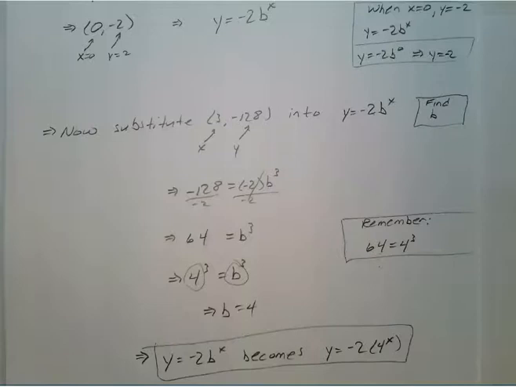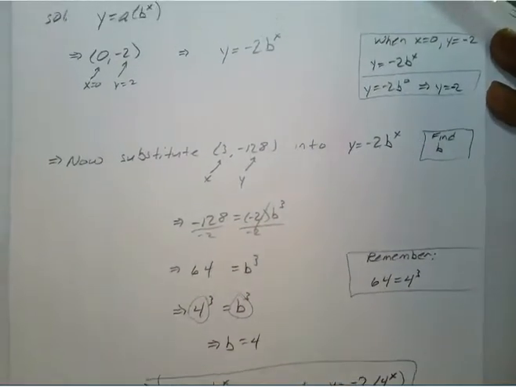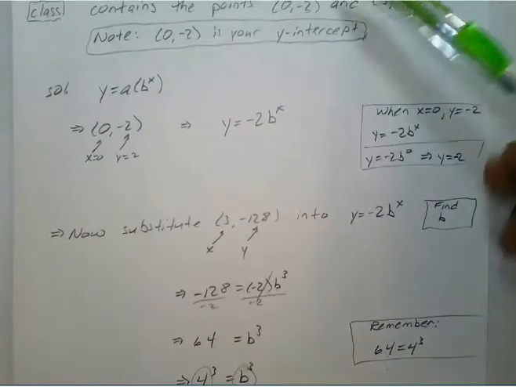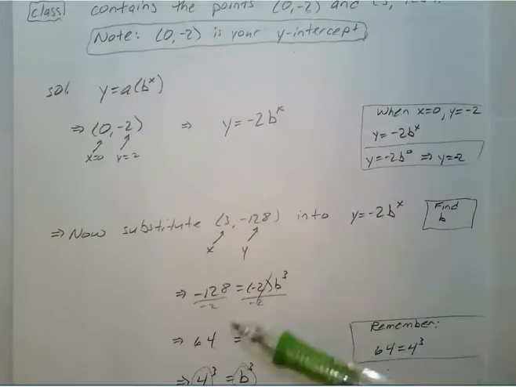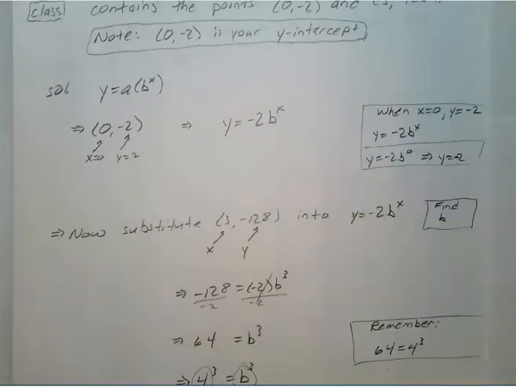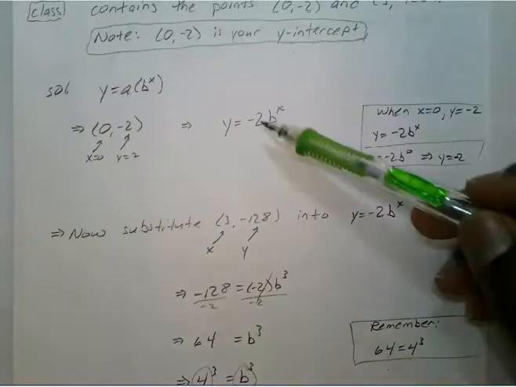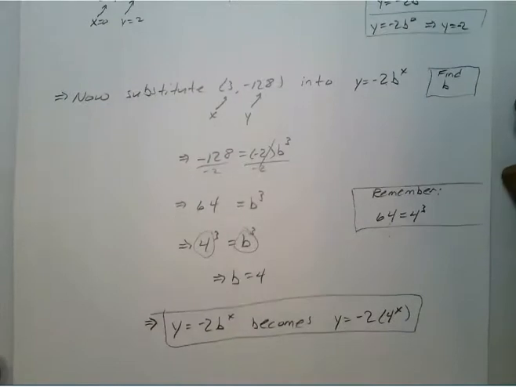But the trick is to remember right at the very beginning that whenever they give you your y-intercept, you can always take your y value and replace it with a. Because when x is equal to 0, your a is the only thing that's left, which is your y-intercept. If you are still writing this, feel free to press pause, but we're going to move on to our next example.